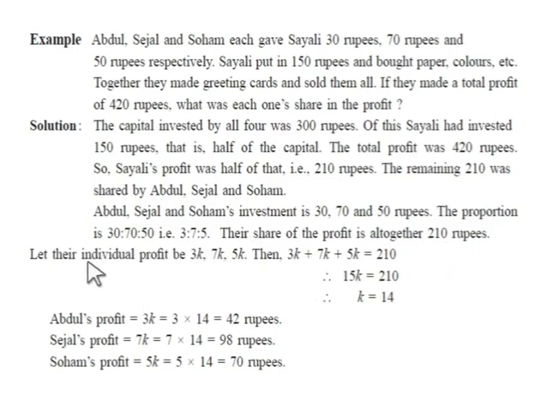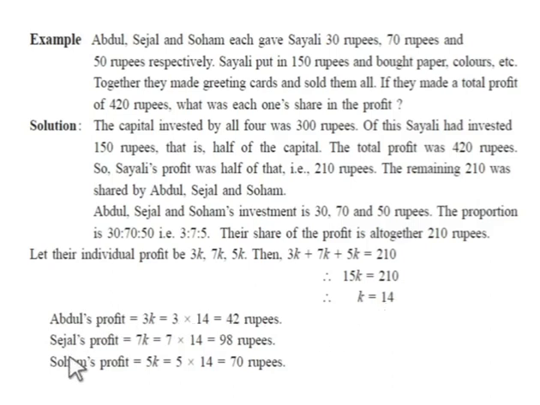So we will consider, let the individual profits be 3k, 7k and 5k. We will add them, we will get the equation 3k plus 7k plus 5k equal to 210. Now 3k plus 7k is 10k, 10k plus 5k is 15k, 15k is 210. Now divide both sides by 15, you will get the value of k as 14. Hence the value of k is 14.